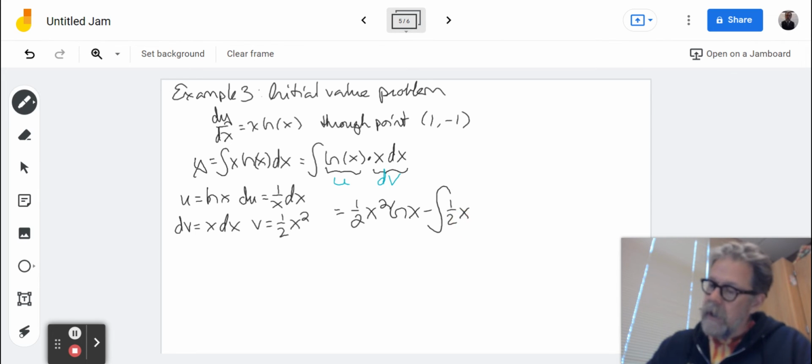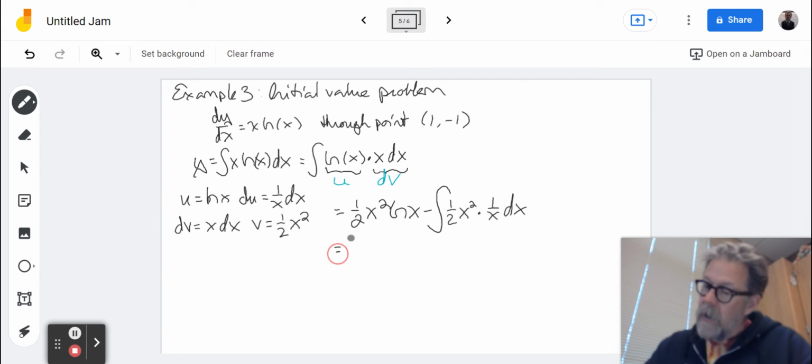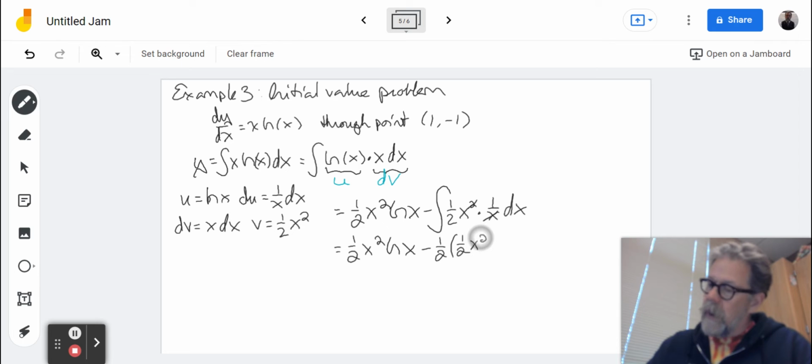1/2 x squared times 1 over x dx. Notice what choosing U as natural log got us. We just have a straight up polynomial here on the second half. So this is equal to 1/2 x squared natural log of x minus, well, one of these x's cancels out, and this becomes 1/2 x squared, plus a constant.